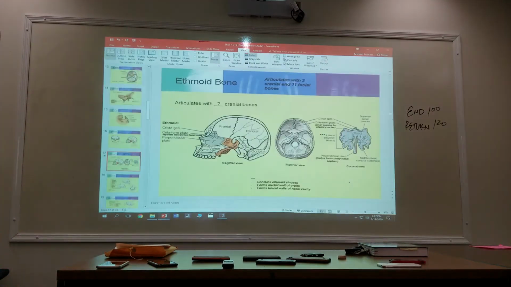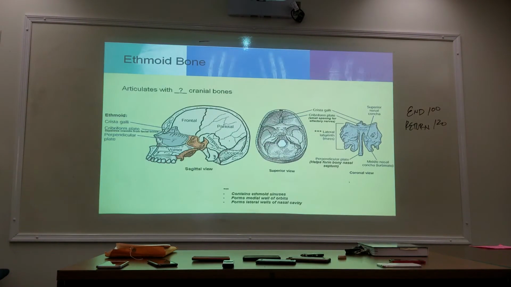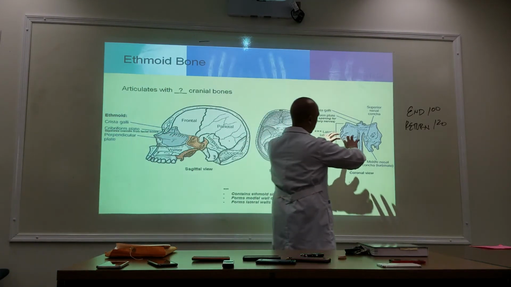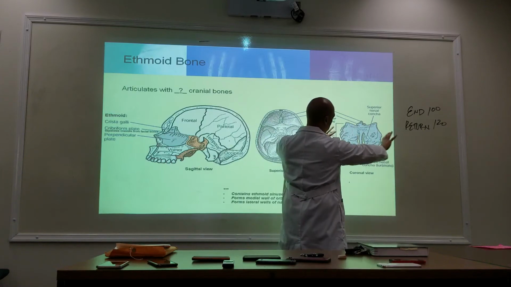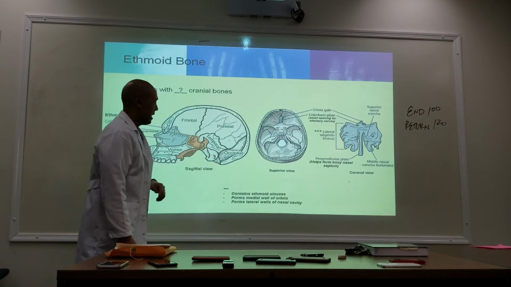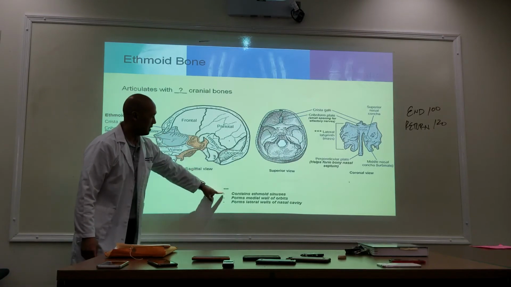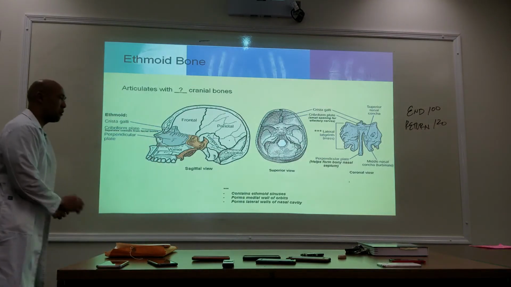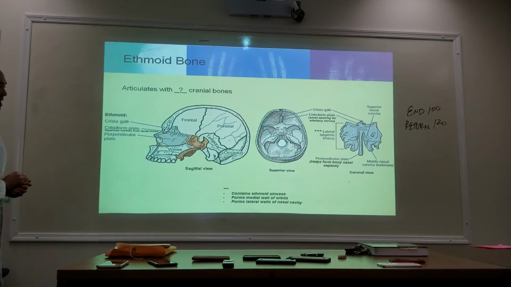Alright, so that's this portion right here. So the ethmoid, then you have these masses on either side of the plate, the lateral labyrinth mass. And within the mass, if you look over here, it contains the ethmoid sinuses. It forms the medial wall of the orbits and forms the lateral wall of the nasal cavity.